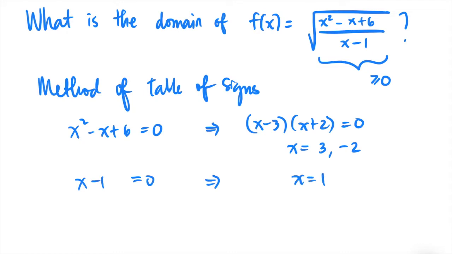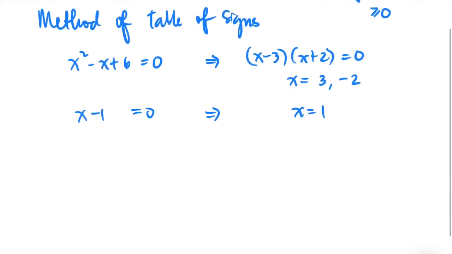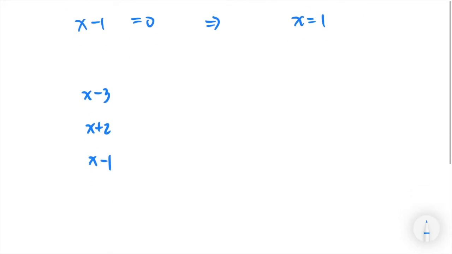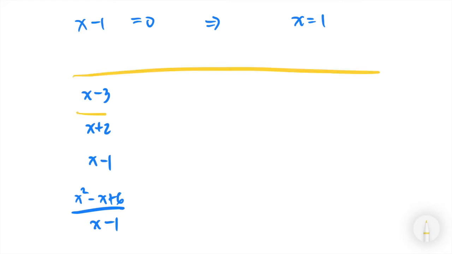Now, the method of table of signs requires you to create a table. And of course, the entries of the table would be the factors of your radicand. The factors of your radicand will fill out the rows, and let me write it as follows: x minus 3, x plus 2, x minus 1, and of course, the final product, which is (x squared minus x minus 6) over (x minus 1). This is the radicand that we are interested in. And since this is a table, let me create some lines.